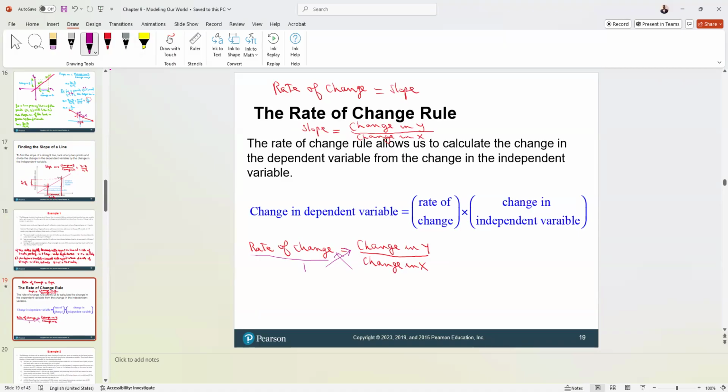If you're looking for change in Y, or change in the dependent variable, it equals the rate of change times change in X, or change in the independent variable. That's exactly the same thing I wrote up there. I just wanted you to make sure you see it, because we're going to use it later in this video.